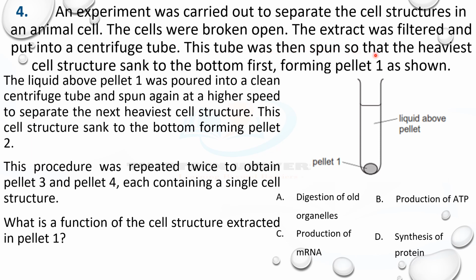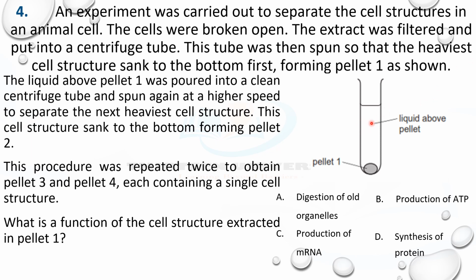This tube was then spun so that the heaviest cell structure sank to the bottom first, forming pellet 1 as shown. This is pellet 1. This is the supernatant, and that's the pellet. The supernatant contains less heavy organelles. This is the heaviest one. It settles first when it's spun at a lower speed. Then the liquid above pellet 1 was poured into a clean centrifuge tube.